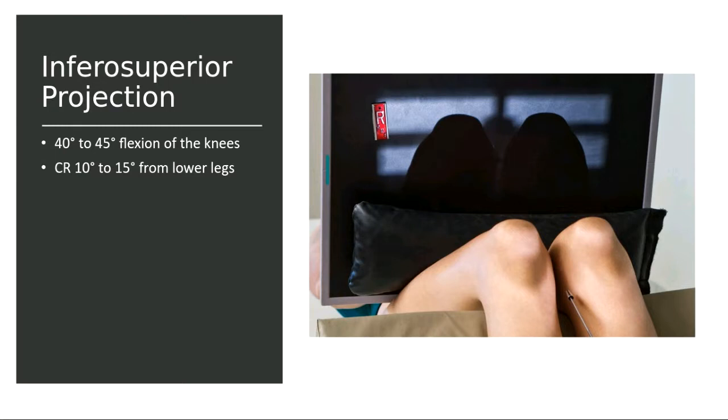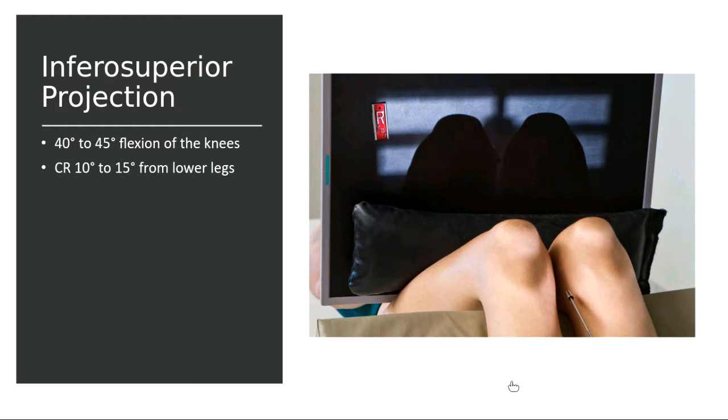Inferosuperior. There's 40 to 45 degree flexion of the knees, and the central ray is angled 10 to 15 degrees from the lower leg. So not to keep drawing all over it, but if this is the angle of the lower leg, then the central ray is going to be 10 to 15 degrees from that. What it does is the central ray will come right up and pick that patella and throw it up here, and it'll open that joint space just like it did. So it just literally skims. It's called a tangential, or a skimming projection, where your central ray is coming right here just to pick that patella off.